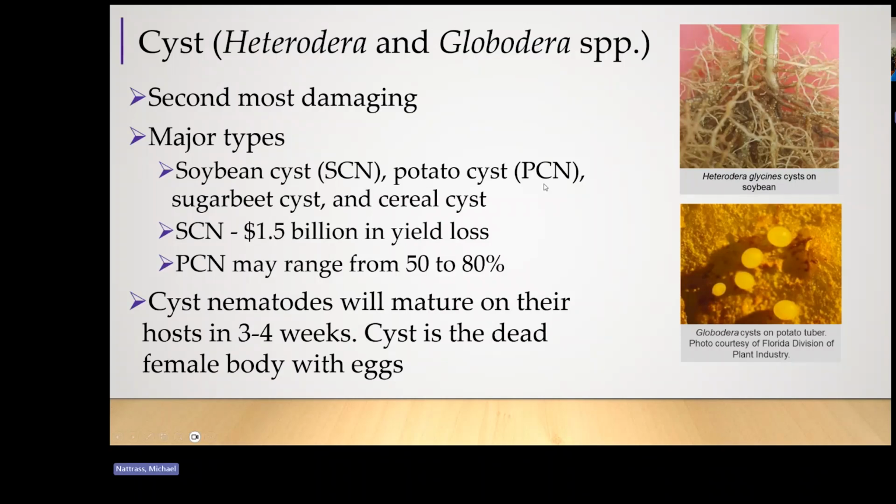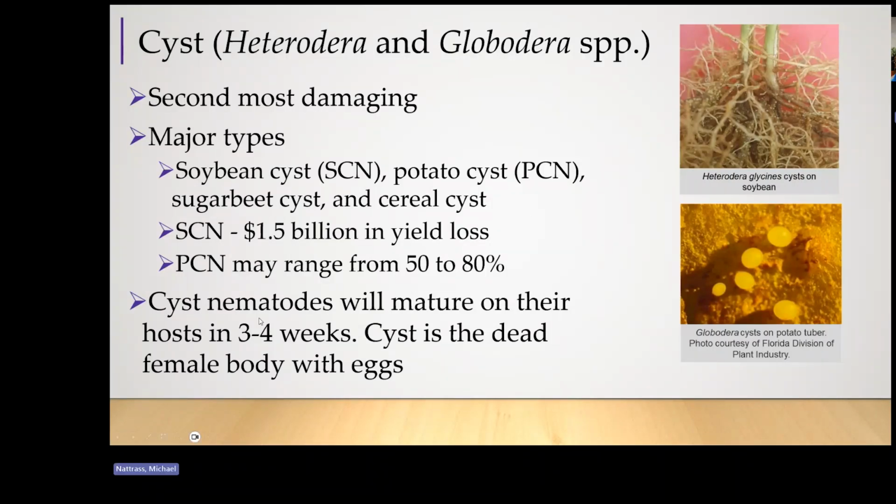So we have soybean and potato cysts are going to be an issue. And think about potatoes, like we sort of plant those underneath the ground. And where do you think the nematodes are? Exactly. So, soybean cysts can cause about $1.5 billion worth of loss. Our potato cyst can reduce yields 50 to about 80%.